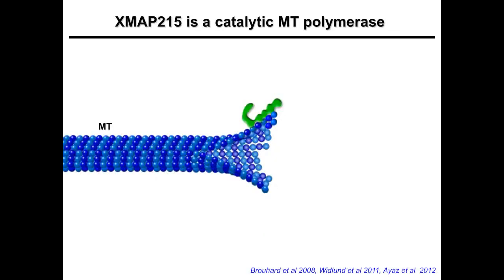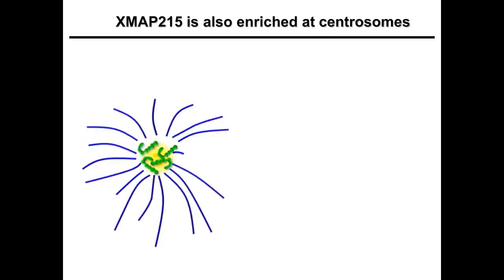Now, XMAP215 is the best-known catalytic microtubule polymerase. It binds to tubulin dimers in the cytoplasm as well as the plus end, depositing the tubulin dimers onto the microtubule to grow the microtubule. In addition to this plus end localization, XMAP215 is also located at the centrosome from where most microtubules nucleate. And it's thought that it's there so that it can load onto new microtubules and promote their growth.